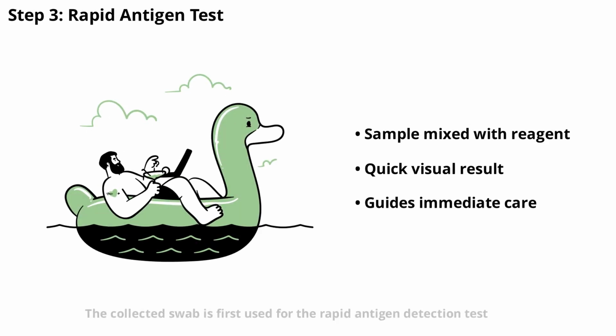The collected swab is first used for the rapid antigen detection test. The sample is mixed with a reagent and applied to the test device. Within minutes, the device indicates whether Group A Streptococcus antigens are present, helping guide immediate treatment decisions.